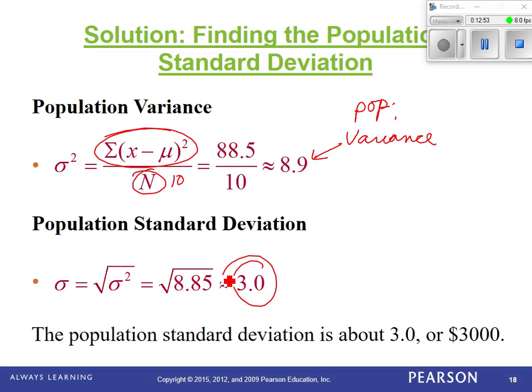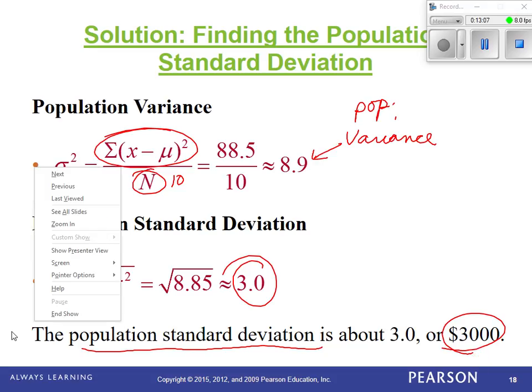And what it means for that problem, the population standard deviation is about 3.0, which is about $3,000. And we'll talk about what standard deviation tells us later on.